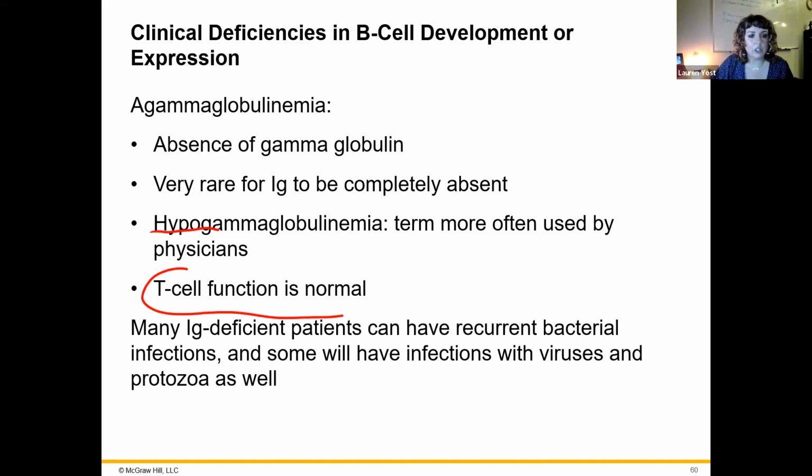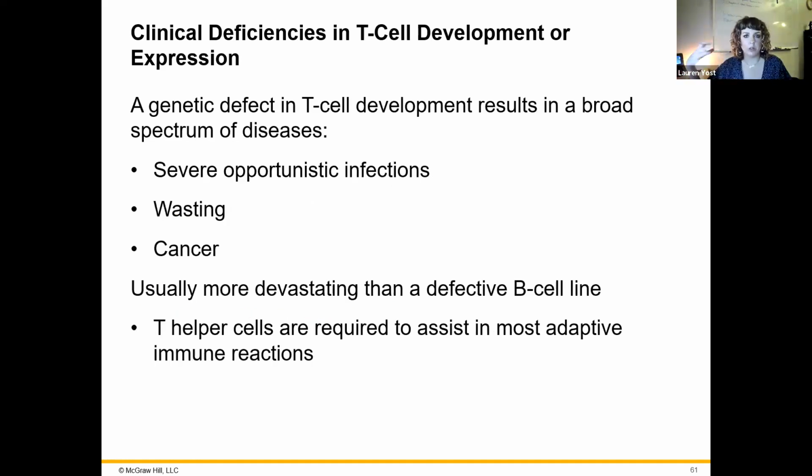Their T cell function is normal. They're not producing antibodies like normal, though. That part's bad. So they will have recurrent bacterial infections and viruses and protozoa, depending on how bad they have it. In T cell development, a genetic deficit in T cell development will result in severe opportunistic infections, wasting away, and cancer. This is not surprising.